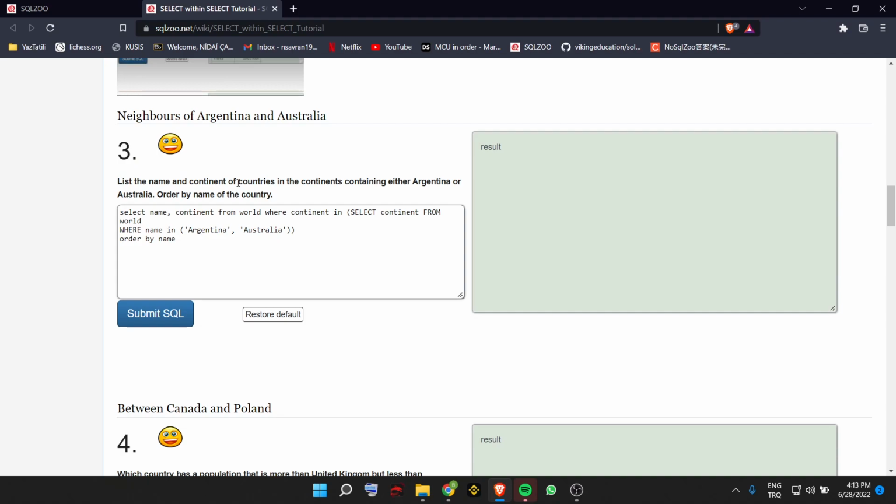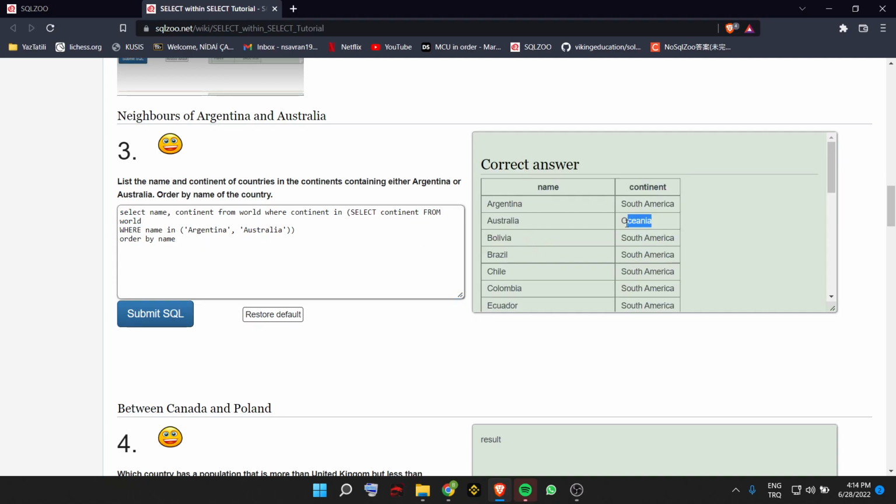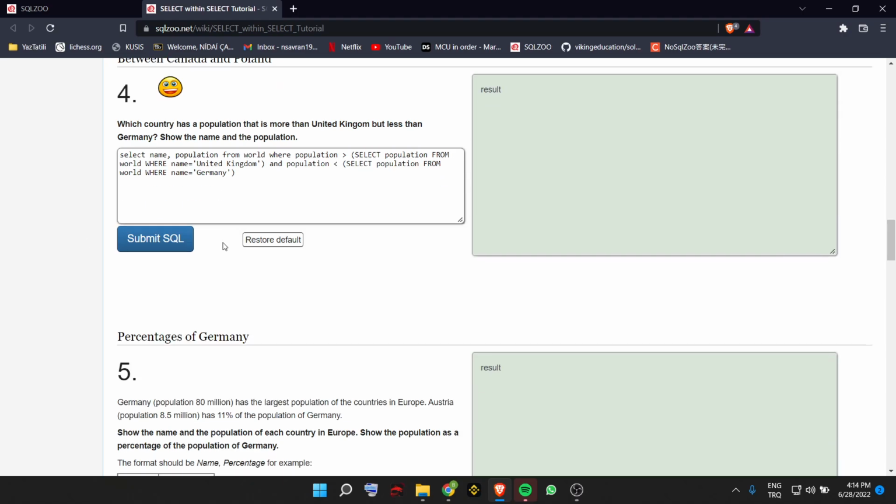List the name and continent of countries in the continents containing either Argentina or Australia, ordered by name of the country. Select name and continent from it. We will pick name and continent first, then pick where the continent is in this query. This query says select continent from world where name in Argentina or Australia. It picks the continents of Argentina and Australia, which are Oceania and South America, and then order by the name.